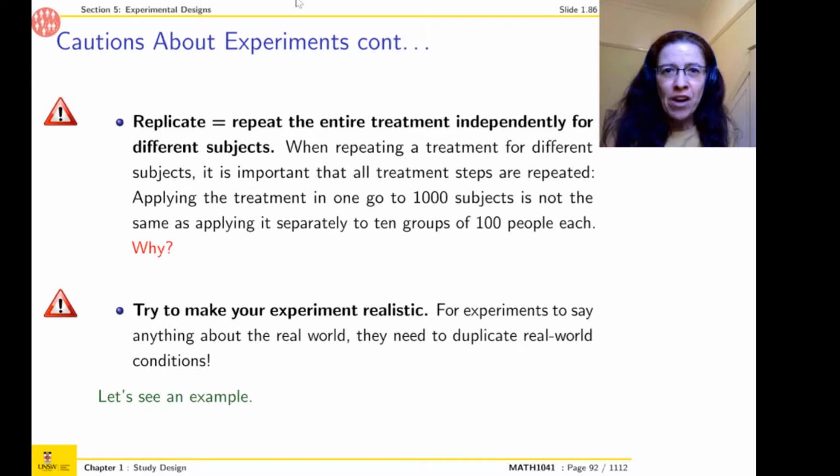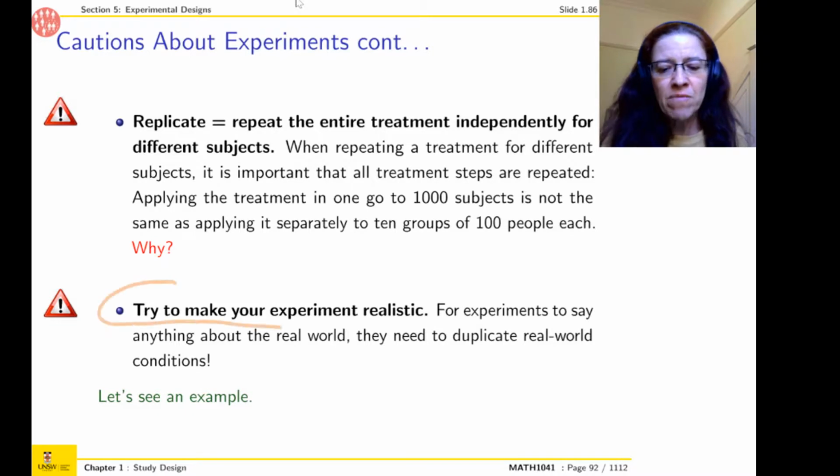So when it's something very controversial, you may have read in the newspaper, then another lab will actually try to replicate the treatment in a different place with different people. So different subjects, but also different people administering the treatments. So it's not the same to apply in one go a treatment to 1,000 subjects or to do it to 10 groups of 100 people each when it will be done separately.